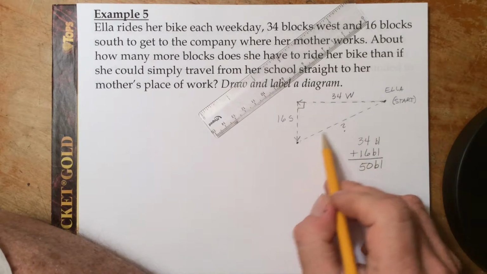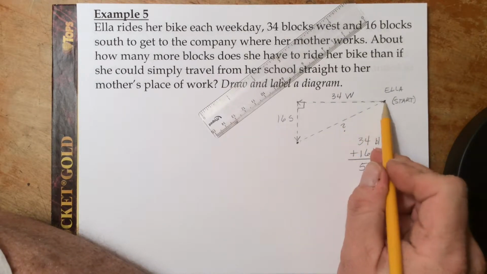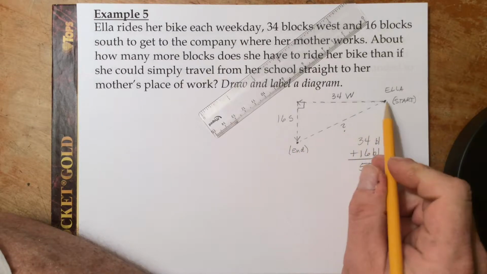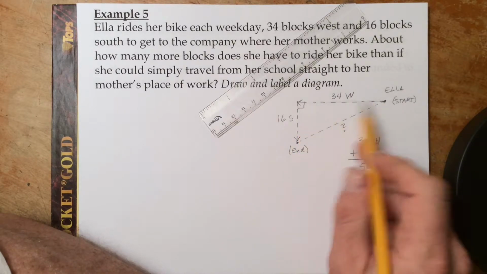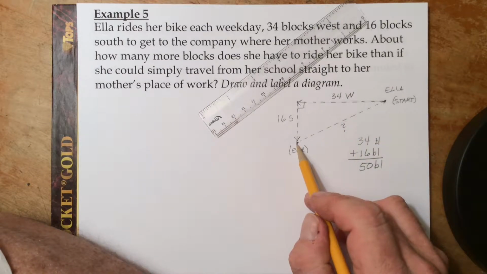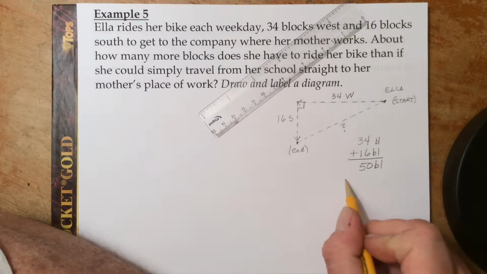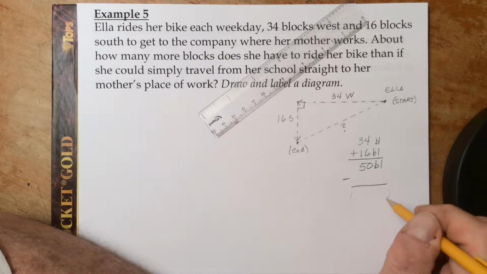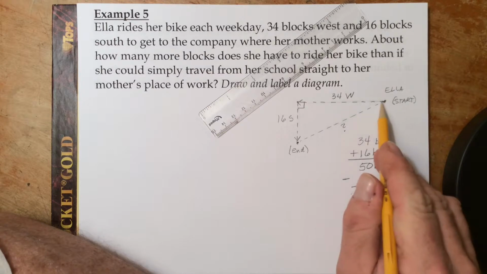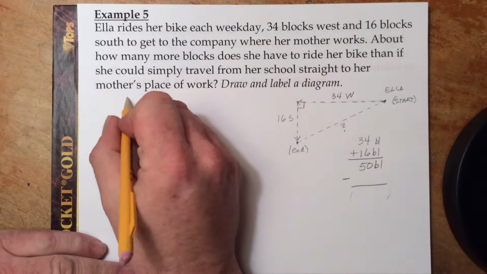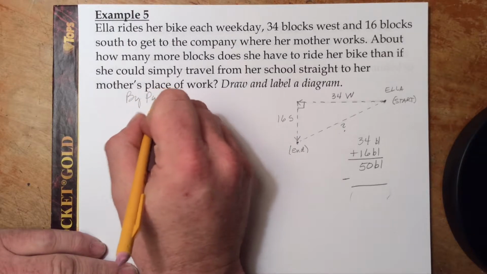But we're going to have to find the straight line distance between her starting point and her ending point so we can compare and see how much shorter this was than going this way. So we need to find this distance or length, and then we'll end up subtracting it from the 50 so that we can figure out how many more blocks she has to travel going with her bike. So to do that, we use Pythagorean Theorem.